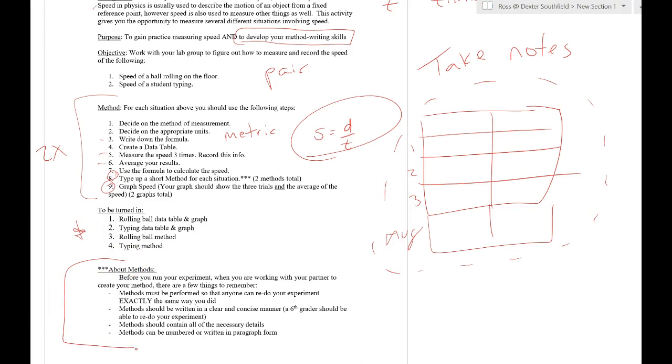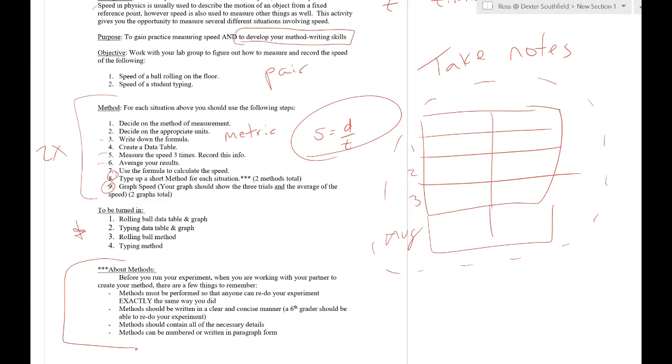Before you run your experiment, before you actually start taking data, when you are working with your partner to create your method, there are a few things that you should remember. Methods must be performed so that anyone can redo your experiment exactly the same way you did. Not close to, not similar to, but exactly the same way you did, right? So you need to have wording in your method that explains exactly what you did.